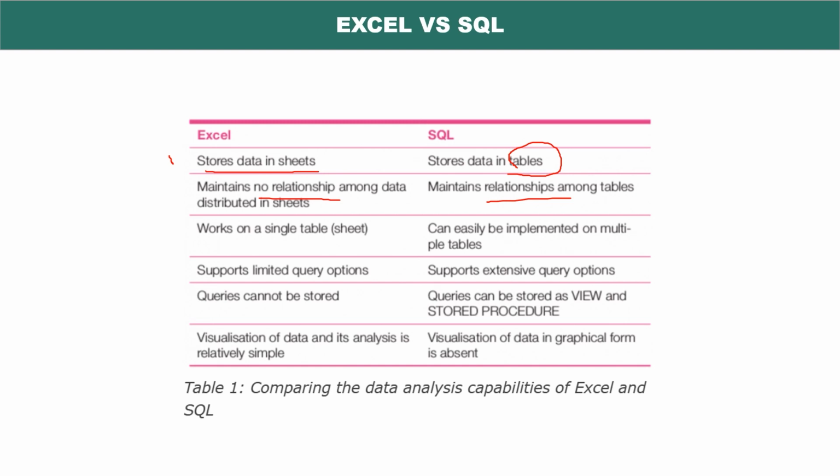Third, Excel works on a single table, which is a sheet. In SQL, you can work easily on multiple tables. So that is the beauty of SQL. You can use various commands like joins, and you can work on multiple tables at one time. Excel supports limited query options, whereas SQL supports extensive query options. So definitely SQL is more flexible, it is more robust, and you can do whatever you feel like.